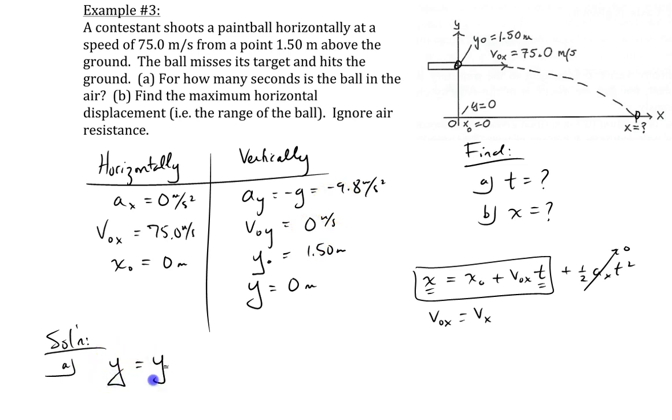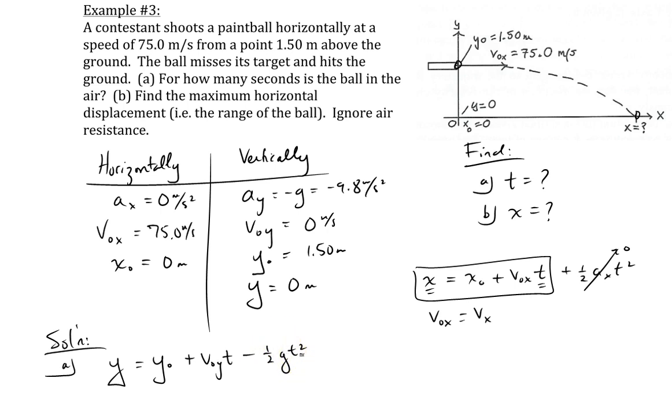y equals y0 plus v sub 0y t, and then minus 1/2 g t squared. If you want to, you may want to start by writing y equals y0 plus v0y t plus 1/2 a_y t squared, and then replace a_y with negative g.